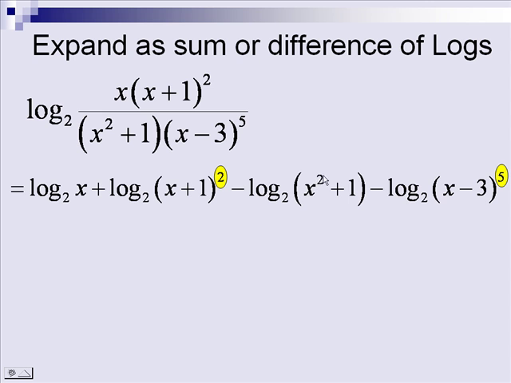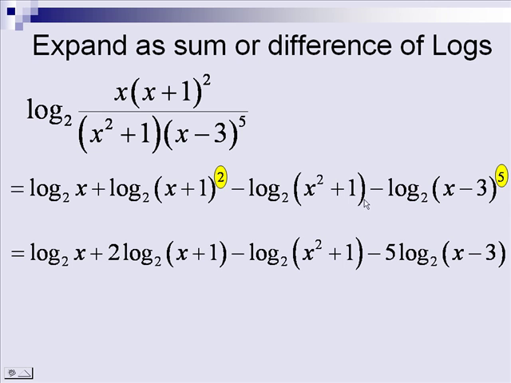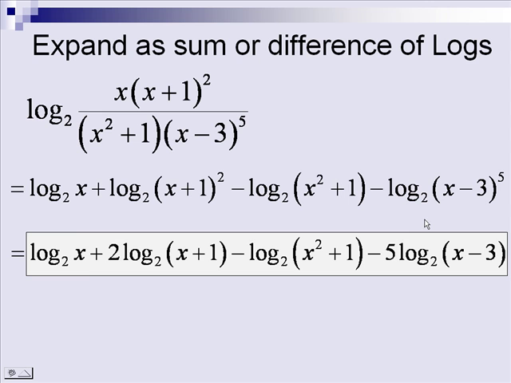I can't mess with this x squared right here because I have a plus 1 right next to it. So unless it's an entire term being squared, I can't bring that exponent out front. So this one is just going to have to stay as is. I can bring the other 2 out, and so that 2 comes out front of the log base 2 of x plus 1. 5 comes out front of the log base 2 of x minus 3. So there's my final answer, log base 2 of x plus 2 log base 2 of x plus 1 minus log base 2 of x squared plus 1 minus 5 log base 2 of x minus 3.